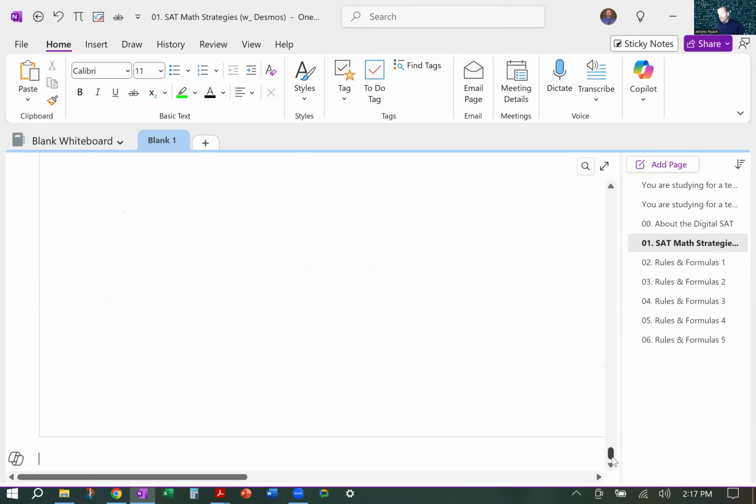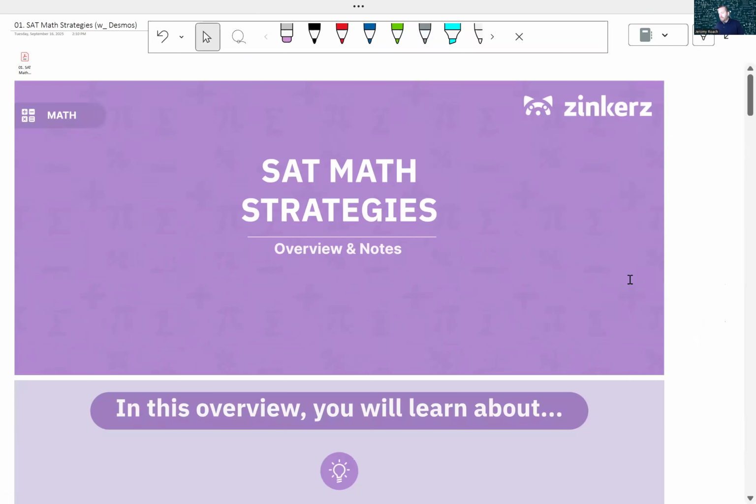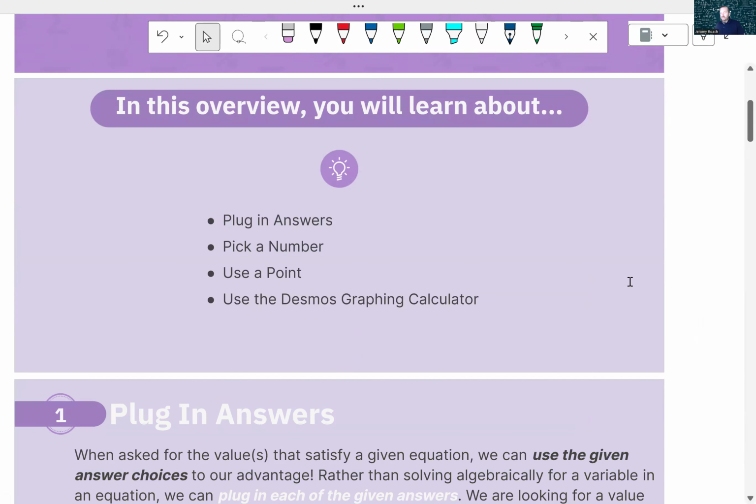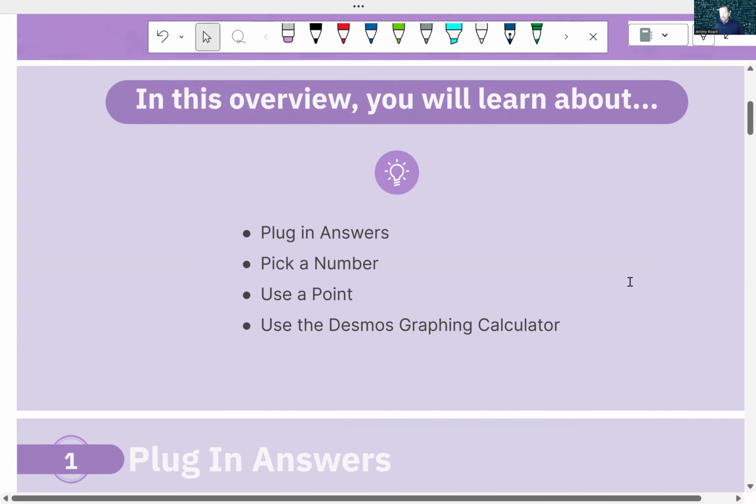We're going to go over some strategies next for the SAT. So I would say that the best strategy for all the questions in the SAT, if you are stumped and you don't know how to start the problem, or if you think to yourself, I know how to do this problem, but it's going to take me more than a minute and a half: plug in your answers. That's the first thing that you can do. You can also pick a number and plug in a number to help you get an answer.